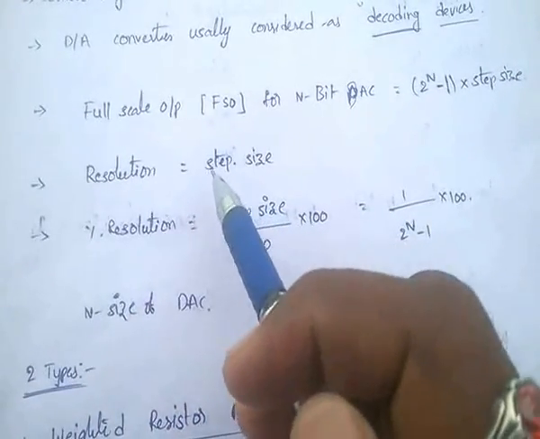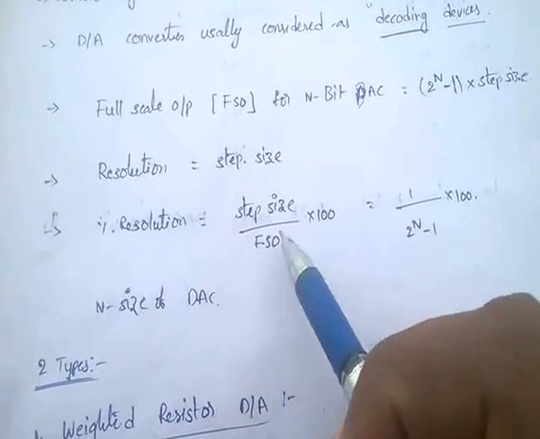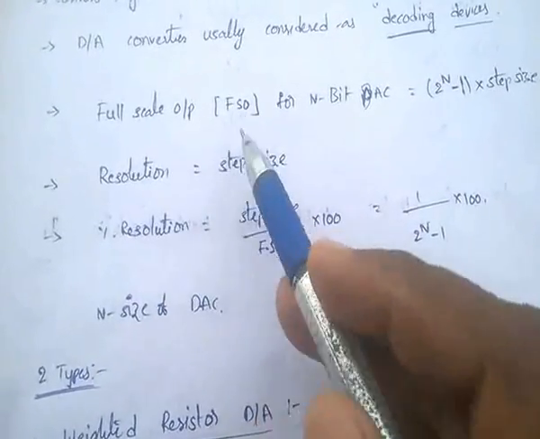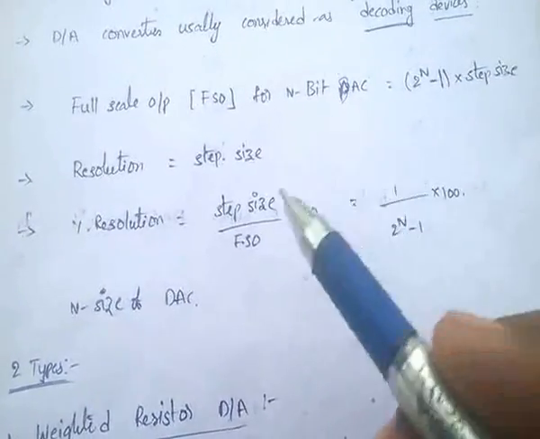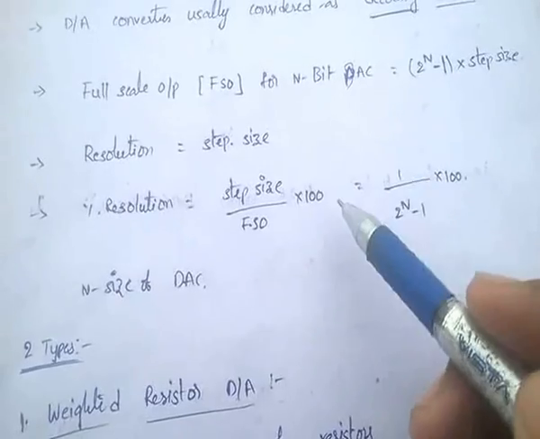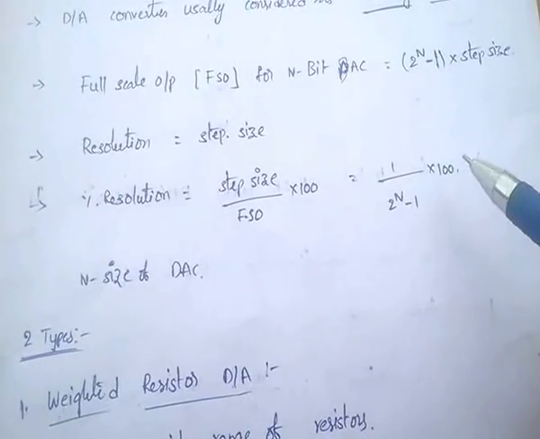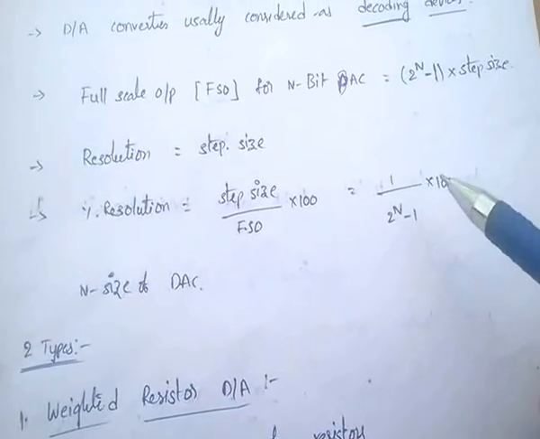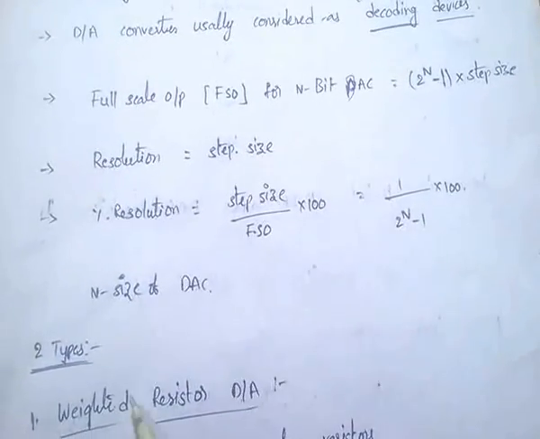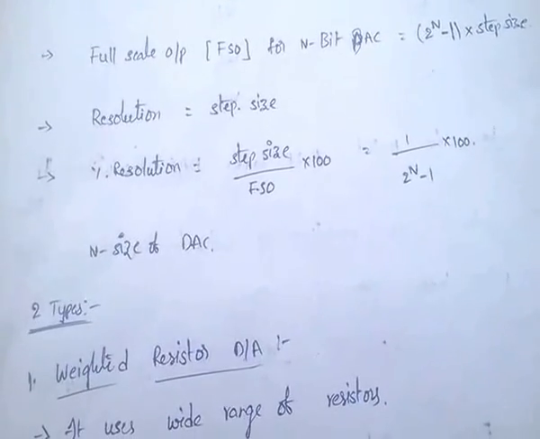Percentage resolution equals step size by full scale output into 100. That equals 1 by 2 power n minus 1, into 100. And n is the size of the digital to analog converter.